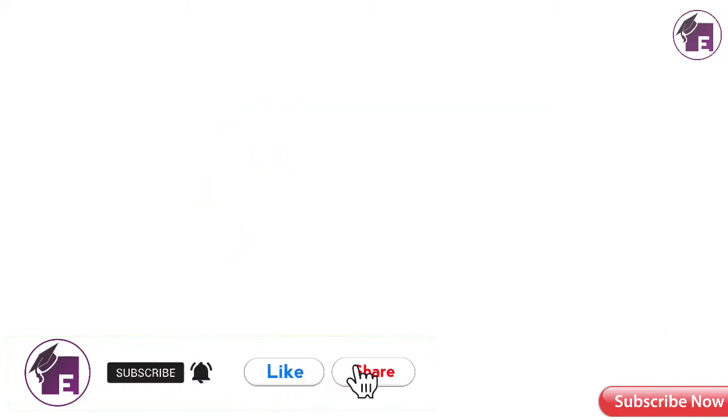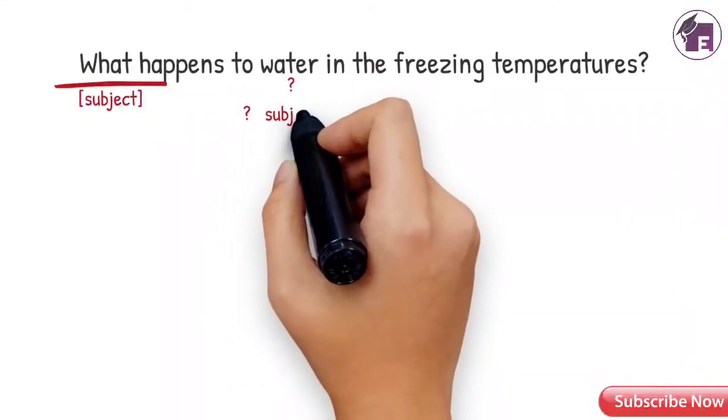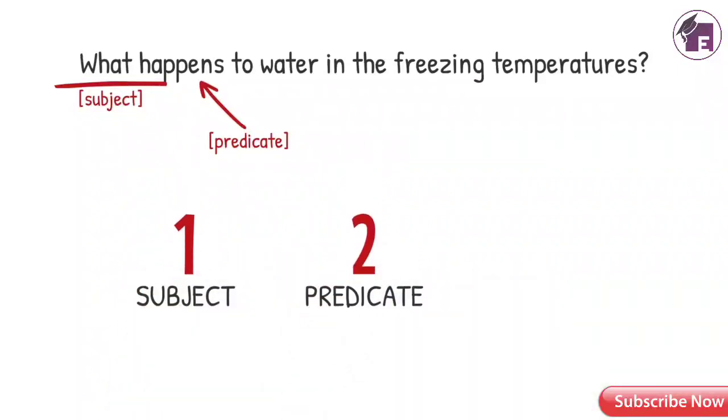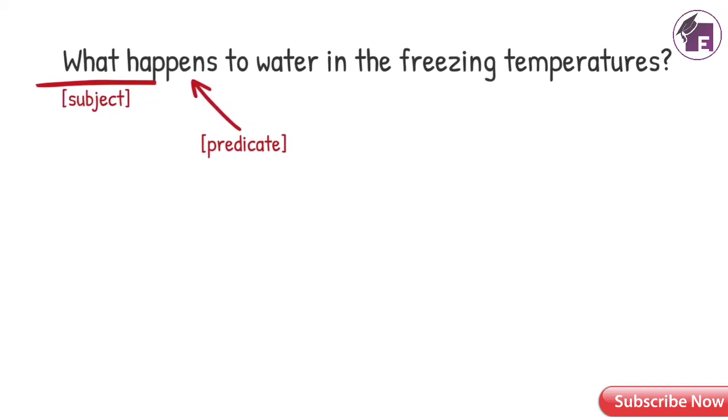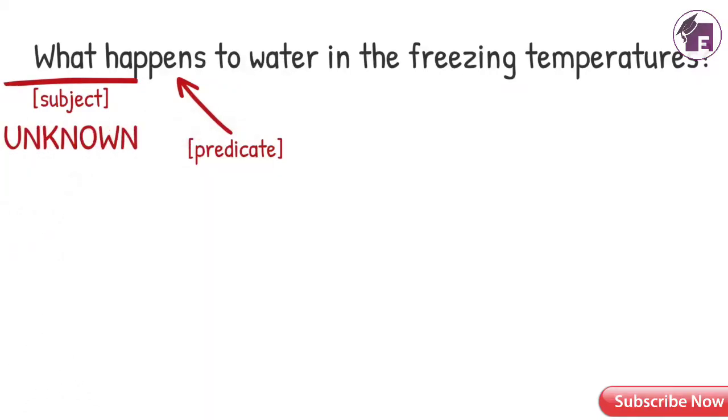Okay, another example. What happens to water in the freezing temperatures? Here, the subject is what. A lot of people make a mistake thinking that water is the subject. So let's check. The predicate is happens. And as you remember from the previous lessons, predicate always goes after the subject, not before it. So our predicate goes after what, which makes what a subject. And because what is an unknown subject, we don't use auxiliary verb do or does.